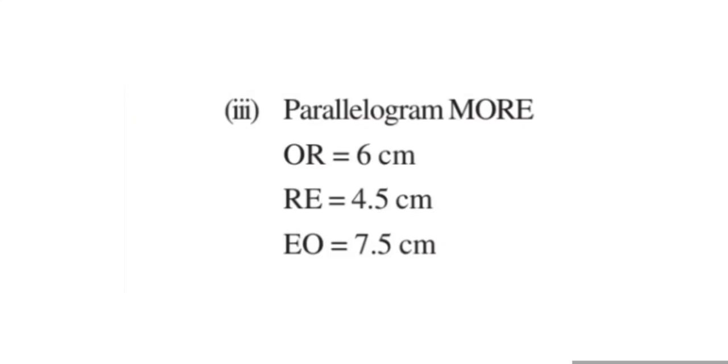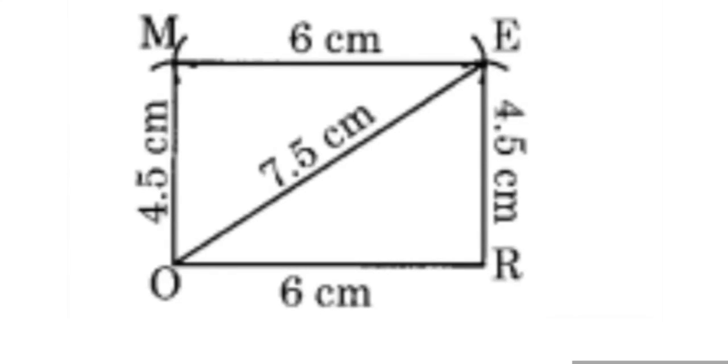Now see the number 3, parallelogram MORE. Here OR is given 6 centimeter, RE is given 4.5 centimeter, EO is given 7.5 centimeter. It means in this question two sides are given and one diagonal is given. So let's see the steps.